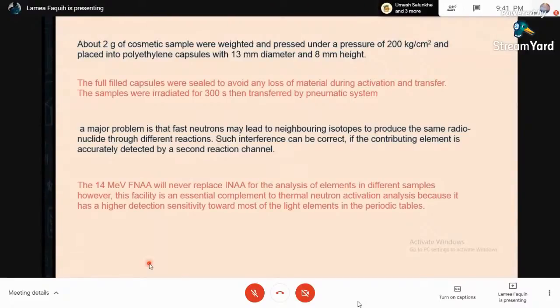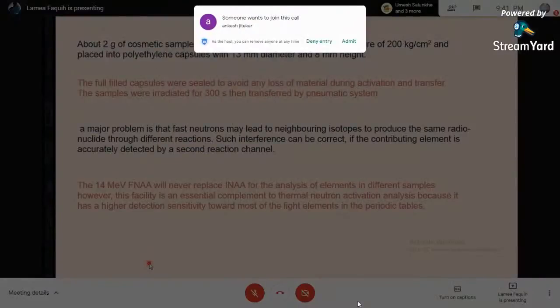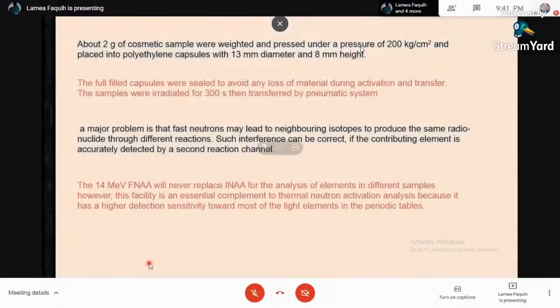So let's take about 2 grams of our cosmetic sample, and we weigh it and press it nicely under pressure, and we place it into polyethylene capsules. Now these capsules have a diameter of 13 millimeters and a height of 8 millimeters. These capsules are fully filled to avoid any loss of material during the activation process as well as the transfer process. Now the samples are irradiated for about 300 seconds, and these are finally transferred to a pneumatic system.